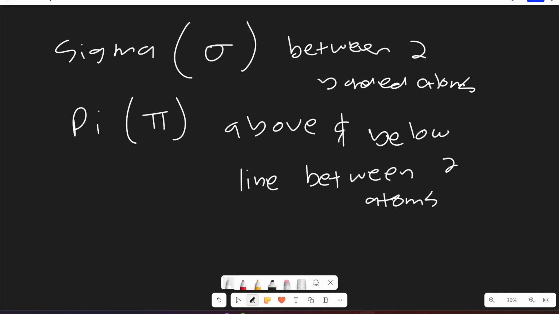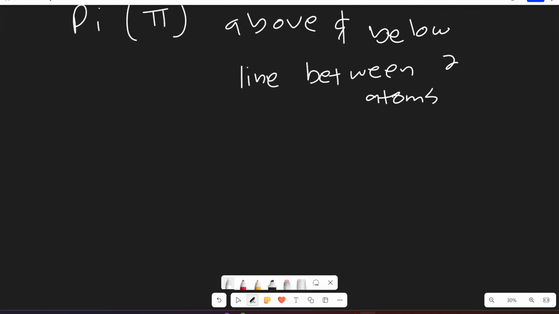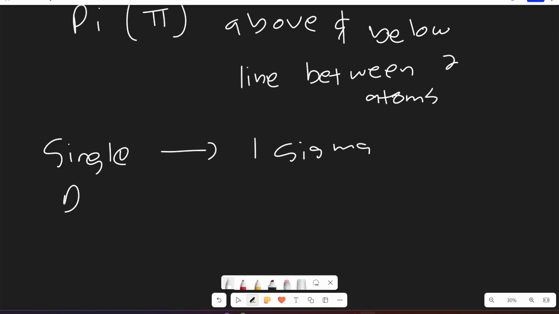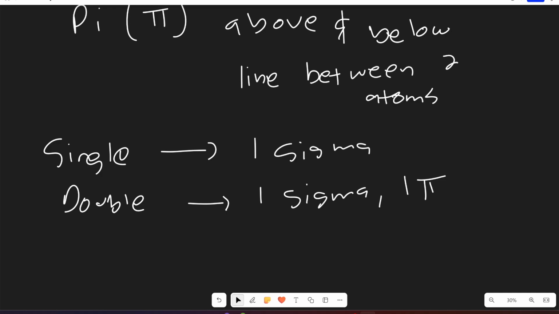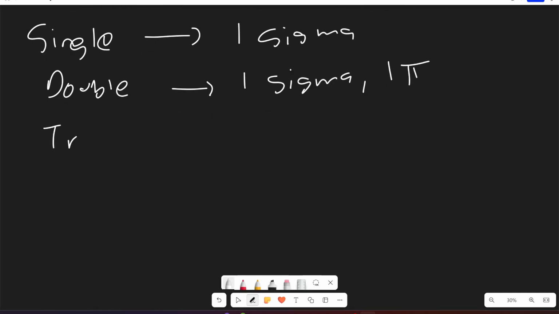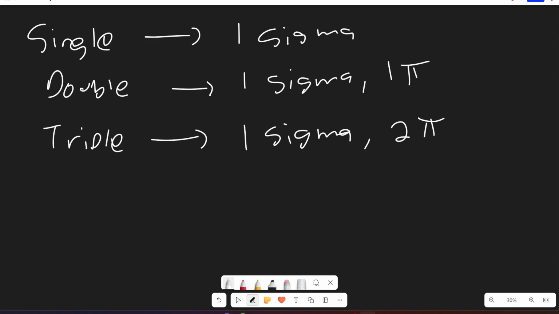Again, for the most part, you're really just going to need to know that for single bonds, we have one sigma bond, so I'll just say one sigma. Double, we have one of each, so I'll say one sigma and one pi. And then for our triple bonds, I'll say one sigma and 2 pi. So just remember that, because there will be questions asking you, hey, in this bond, how many sigma and pi bonds are there? That's really all that you are going to want to know for that.